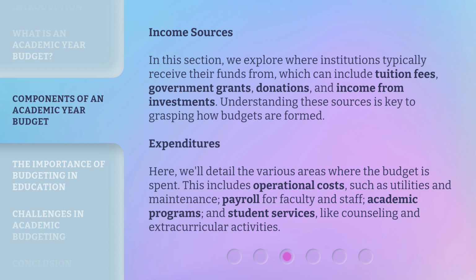Expenditures. Here, we'll detail the various areas where the budget is spent. This includes operational costs, such as utilities and maintenance, payroll for faculty and staff, academic programs, and student services, like counseling and extracurricular activities.